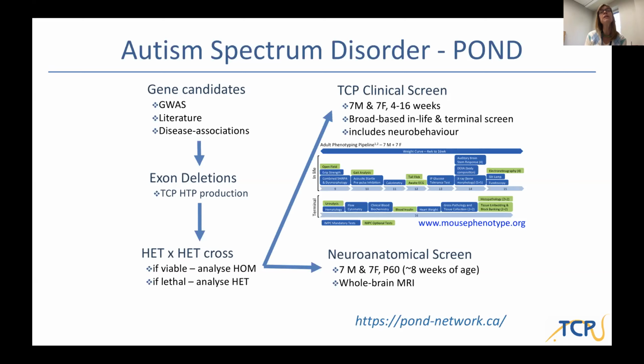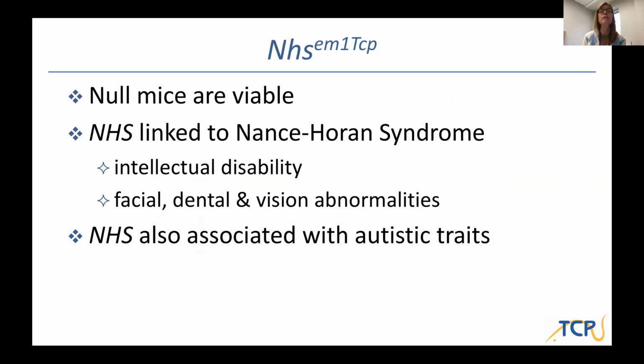And so I want to give you an example of one of the outcomes of this. It was a gene called NHS, which is linked to Nance-Horan syndrome. So these null mice are viable as homozygotes, so we studied homozygotes. In Nance-Horan syndrome, the characteristics are intellectual disability as well as facial, dental, and vision abnormalities. But this gene has also been linked to autistic traits.